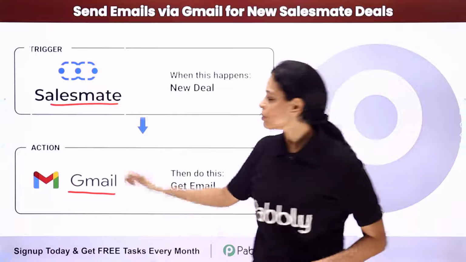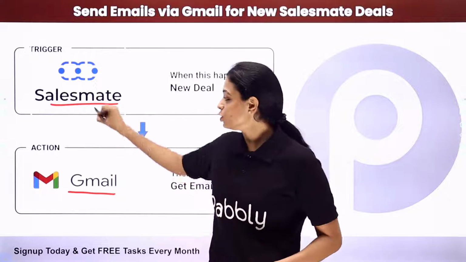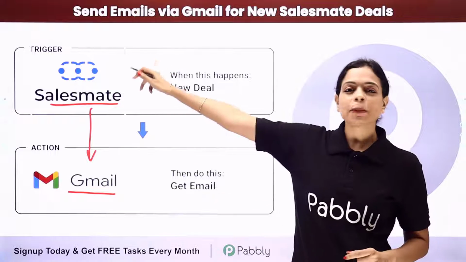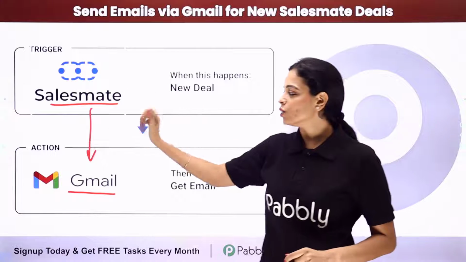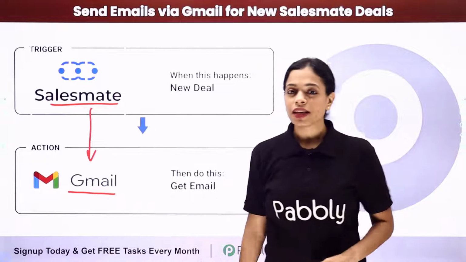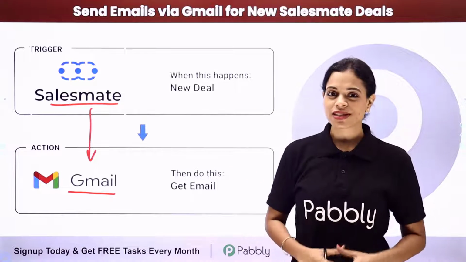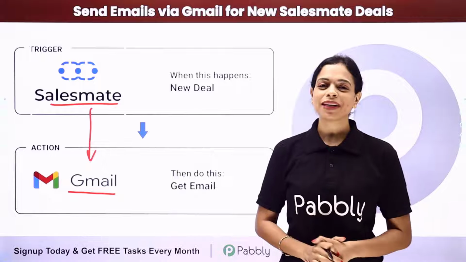For this, you will have to set up some integration between the two applications, and the same thing can be done using Pabbly Connect software. Here, your trigger application would be Salesmate and your action application would be Gmail. Now, how can you do this yourself, integrate and automate this entire process? To understand that, let me take you to my screen.